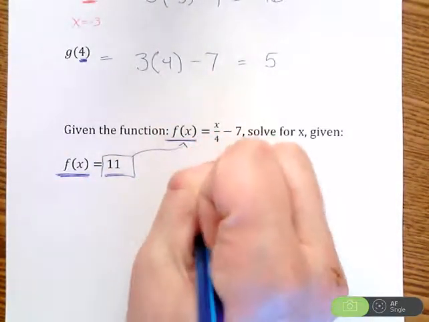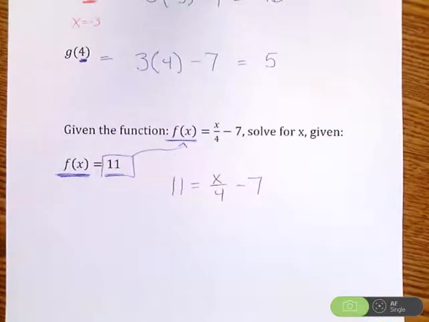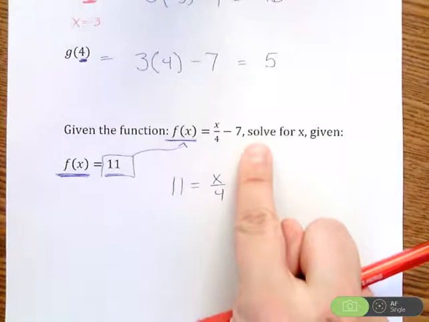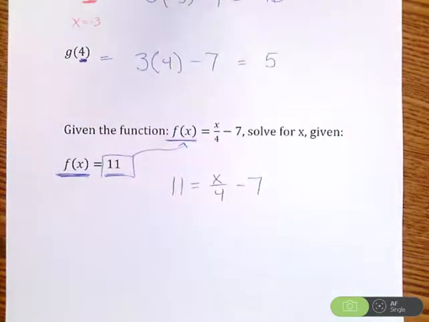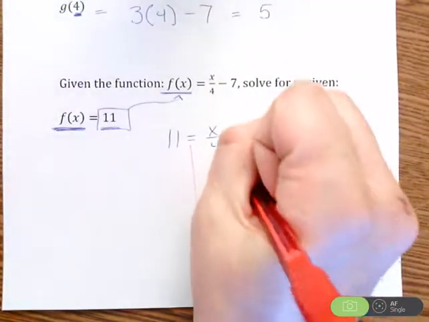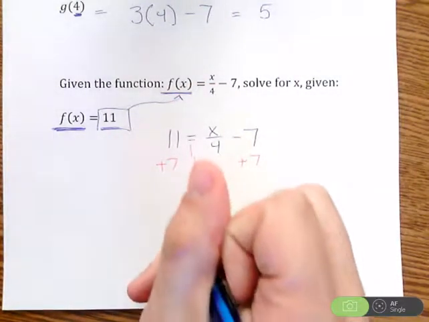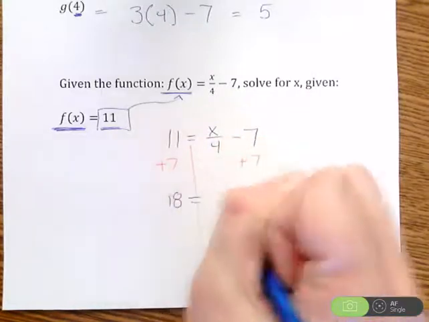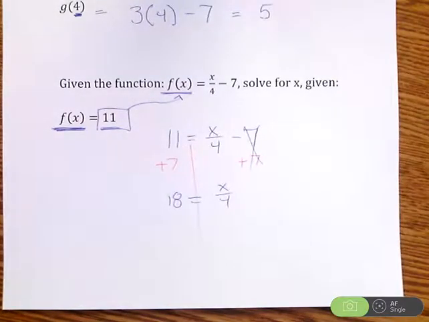So this will look like 11 equals x divided by 4 minus 7. And all I would need to do is solve that for x, because that's what we want to do. So especially if it's asking you to solve for x, we wouldn't be plugging this in for x. That doesn't make sense. So solving this for x, I have an equal sign there. So we're back to real basic Algebra 1. We're going to add 7 and add 7. So 11 plus 7 is 18 equals x divided by 4, because I have a minus 7 plus 7, that's 0.